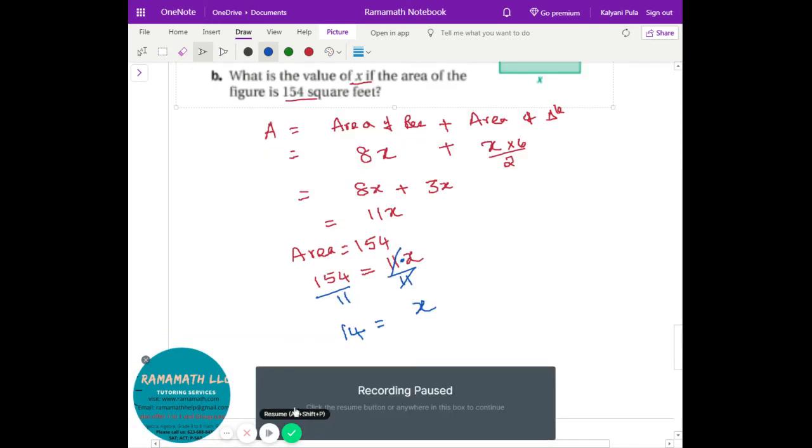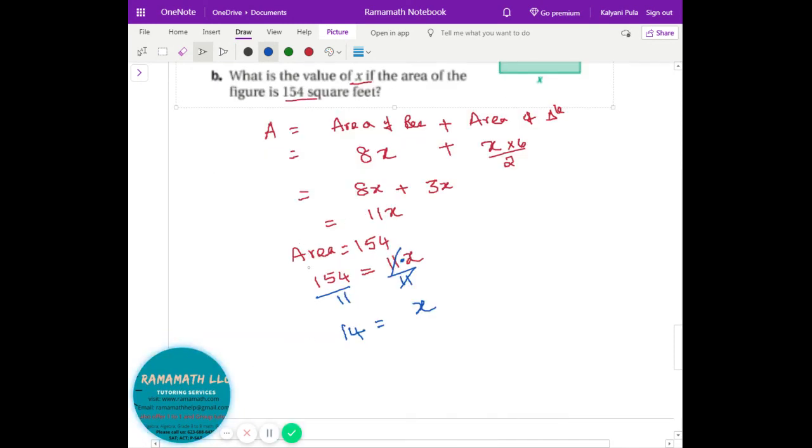So in the second part, if you look at the second question, what's the value of x if the area of the figure is 154? The area is given to you already. So the area is 154. From this we got that the area is 11x. So 11x equals 154. We're basically equating them, and then you solve for x here.